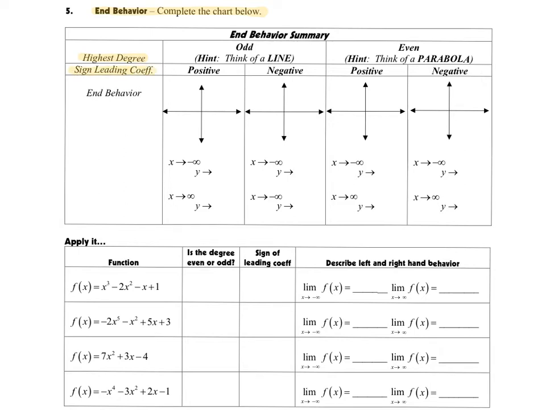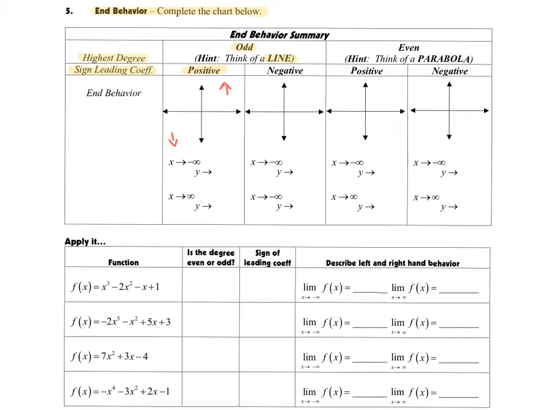So, for example, if I think about my highest degree being odd, my simplest polynomial that has an odd degree is going to be a line. If I think of a line with a positive slope, then that line would look something like this. What that allows me to understand is that the end behavior should point up over here and should point down here, because as I connect those, it would create a positive sloping line.